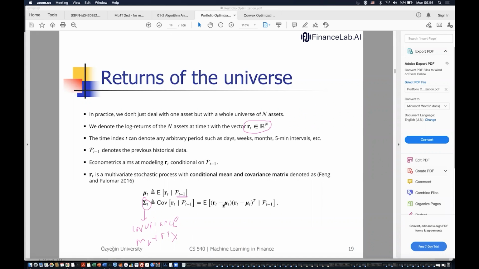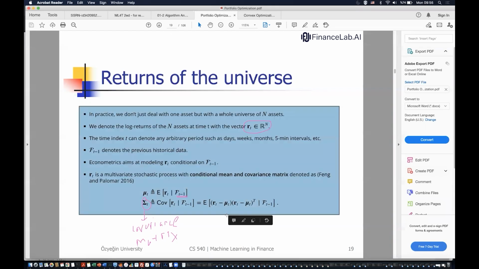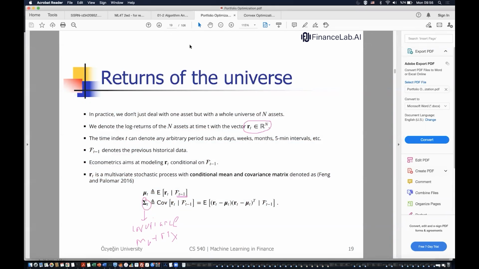In this case, given historical data, the covariance is basically returns minus mean times returns minus mean transpose. And in this case, this will be an n times 1 vector, and its transpose will be 1 times n. And the resulting covariance matrix will be n times n. And the mean here will be n times 1, because the returns of all assets are n times 1.